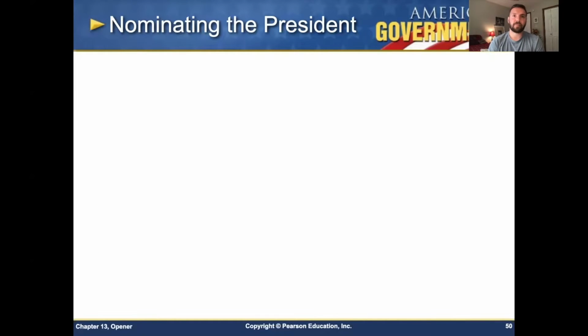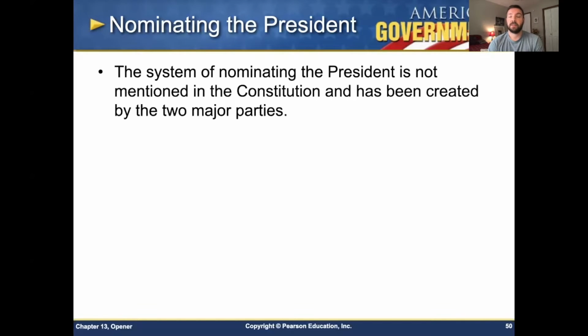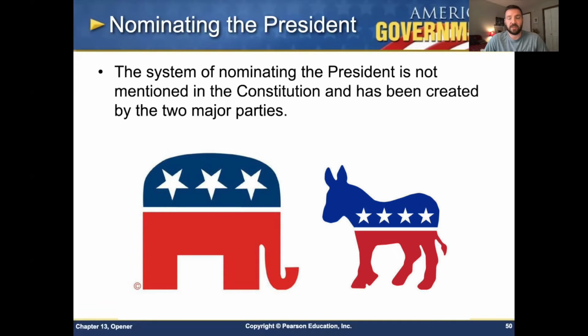So, nominating the president. The system of nominating the president is not mentioned in the Constitution, which is weird when you think about how important the president is. There is no mechanism or guidelines in the Constitution for how to nominate a presidential candidate. It's been basically created by the two major parties. So that's part of the reason why we even have the two-party system as we know it, because they've built up a lot of power in delivering us presidential candidates throughout the years.